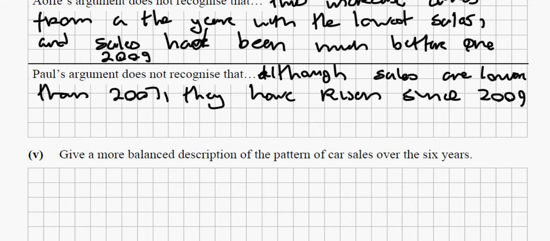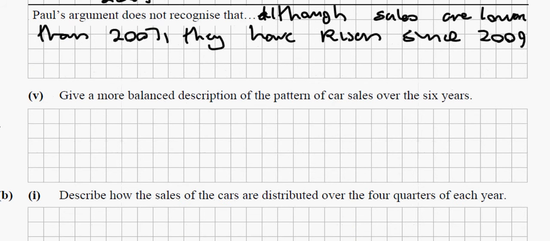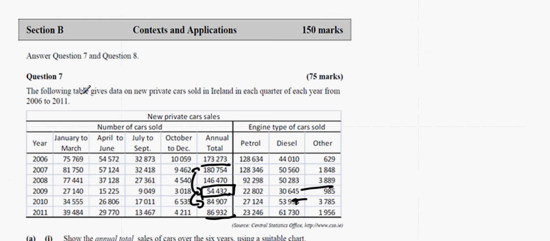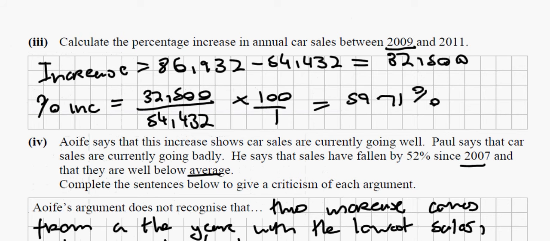Give a more balanced description of the pattern of car sales over the last 6 years. So over the last 6 years, we need to count the full story in, okay? So they've dropped since 2009. 2006 to 2009 has dropped drastically. But since 2009, sales have risen gradually, okay? So we'll see what we can write this in language.